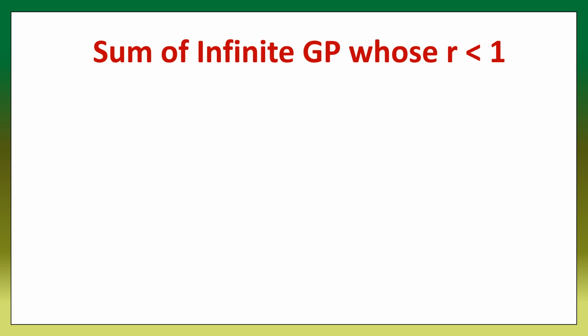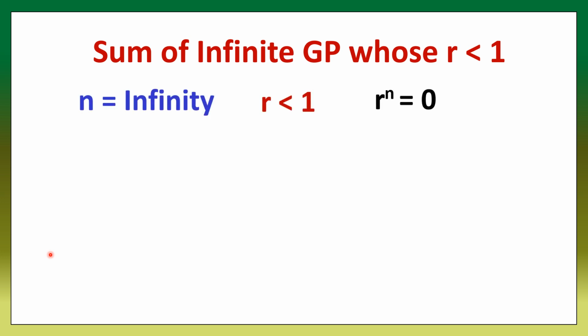And now let us see how to find the sum of infinite GP whose r is less than 1. In this case, n will be infinite and r will be less than 1. And when n is infinite and r is numerically less than 1, then r raised to n will be equal to 0. And in this case, we can use a different formula. Only a slight difference is there.